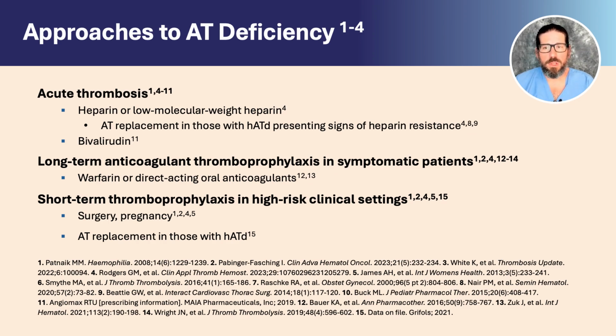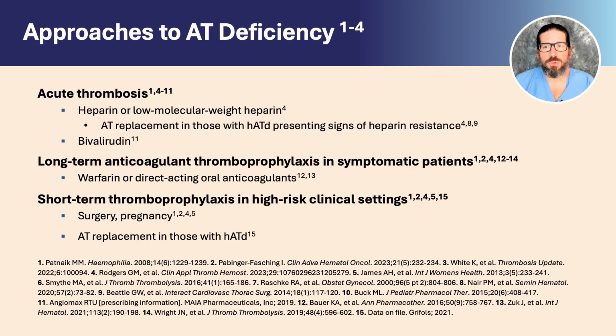When pharmacologic management of patients with hereditary antithrombin deficiency is warranted, treatment should be individualized and generally falls into three domains: treatment of acute thrombosis, long-term anticoagulant thromboprophylaxis in symptomatic patients, and short-term prophylaxis in high-risk clinical settings.